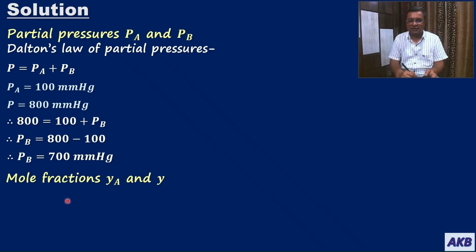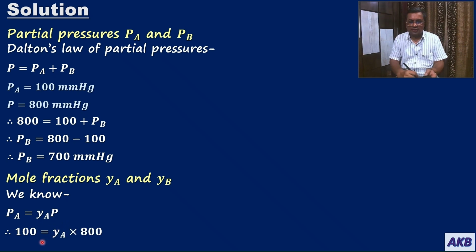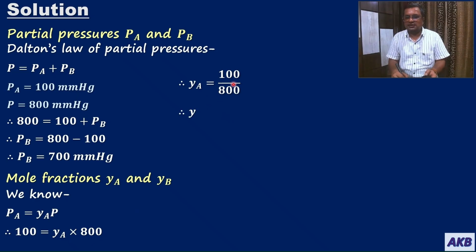Then after that we will get mole fractions of A and B, that is small Ya and small Yb. So for that we know Pa is equal to Ya into P. Pa is known to us, it is 100. Ya we have to get, and total pressure is 800. So 100 is equal to Ya into 800. So therefore Ya is 100 upon 800. That gives us Ya as 0.125. So mole fraction of A in the vapor gas mixture is 0.125.